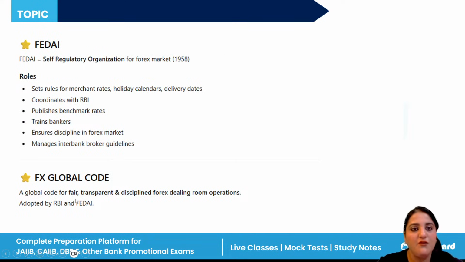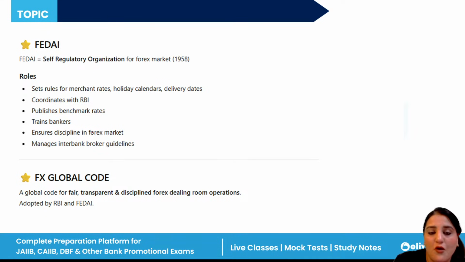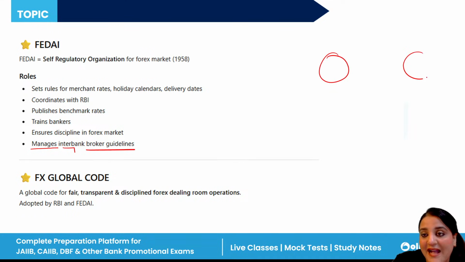Then what is FEDI? FEDI is a self-regulatory organization established in 1958. It coordinates with the RBI. It publishes the benchmark rate. It trains the bankers. It ensures that everything is according to the rules and regulations in the forex market, and it also manages interbank and broker guidelines. Whatever the banks internally are doing will be according to the guidelines.